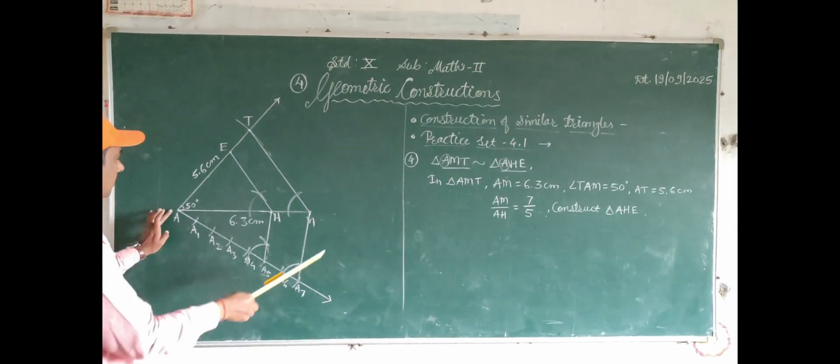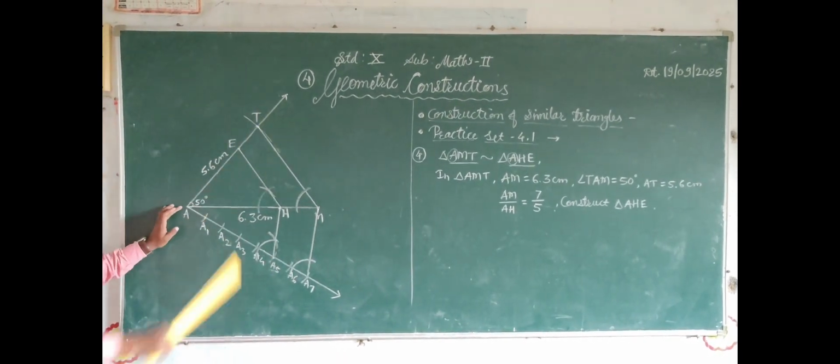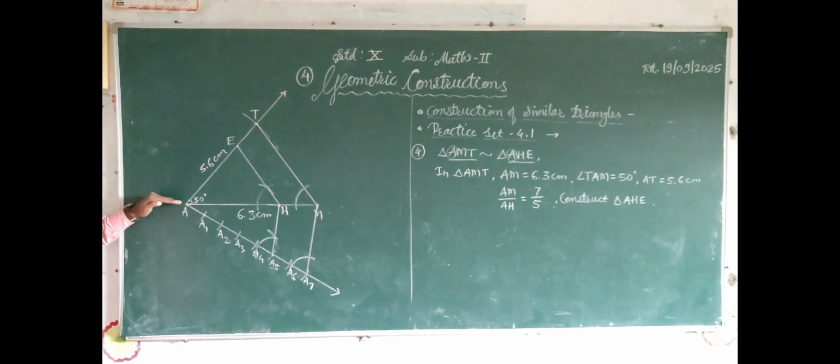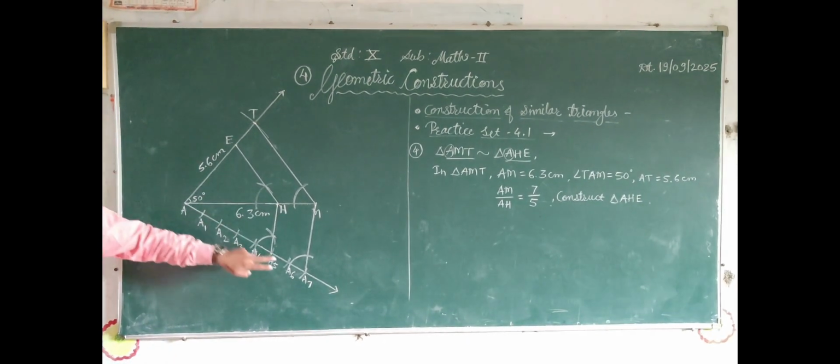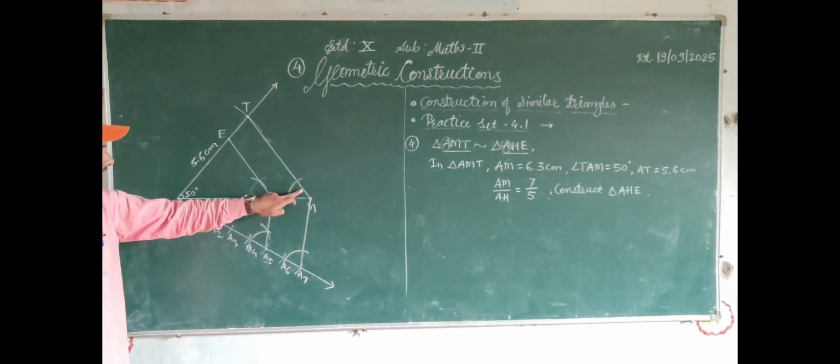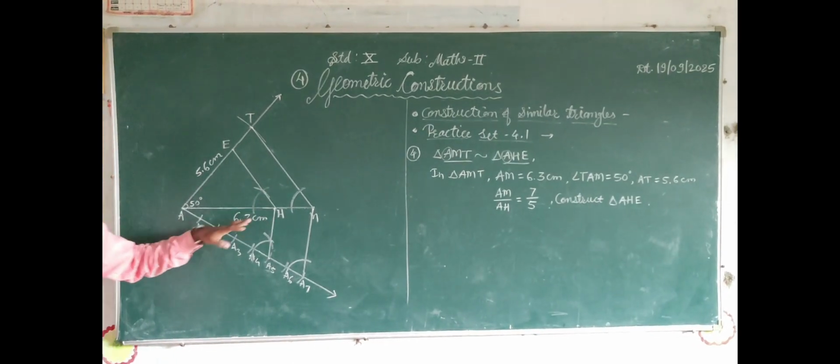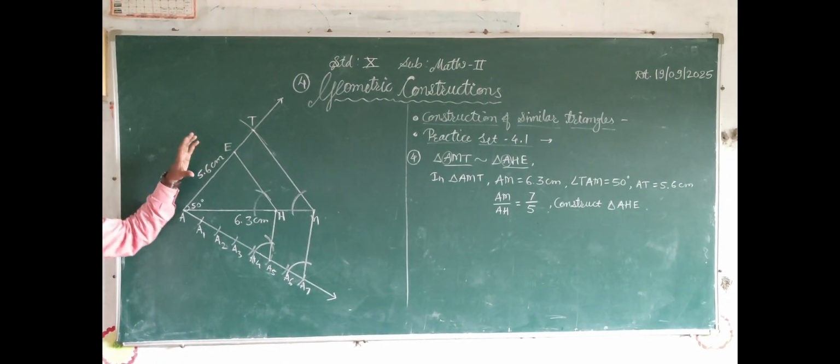Now this is the construction of triangle AMT and then the construction of triangle AHE. So you have to draw these two angles congruent and these two angles are also congruent. This is called construction of similar triangles.